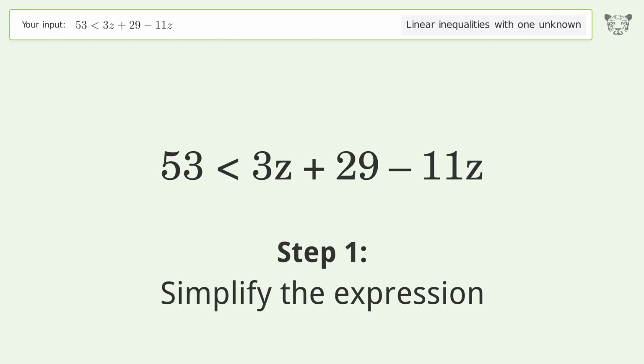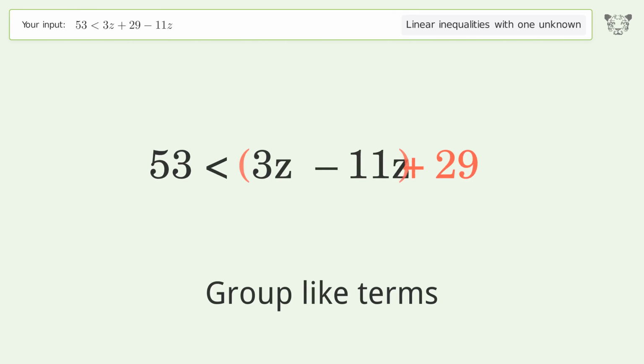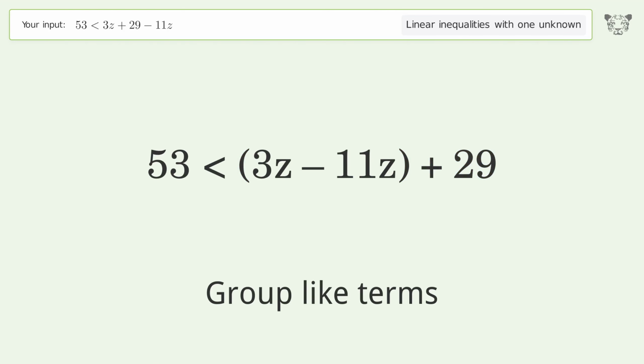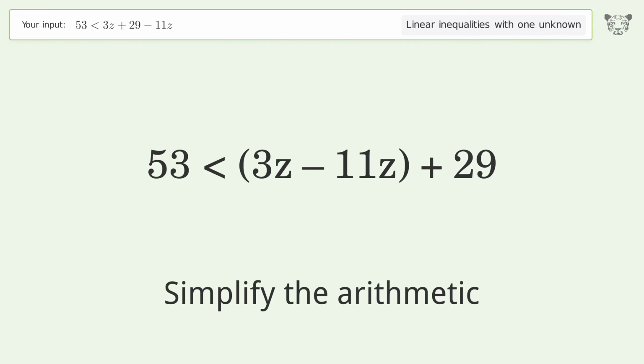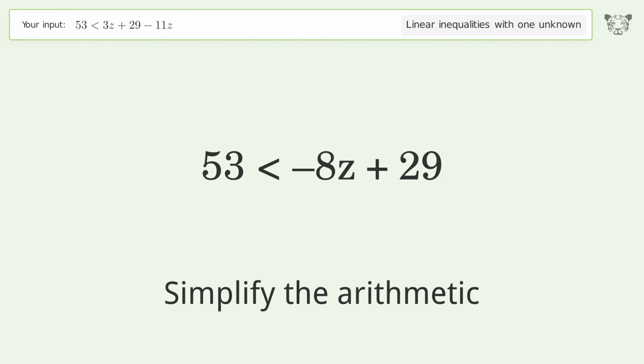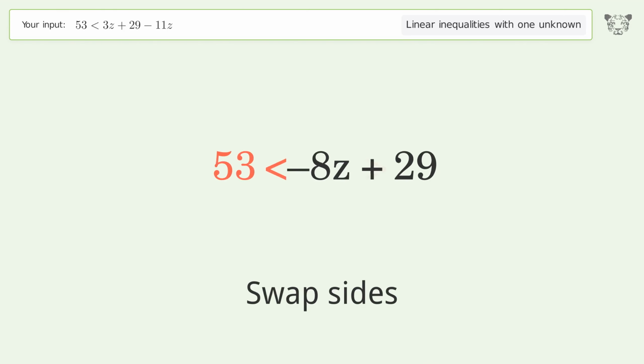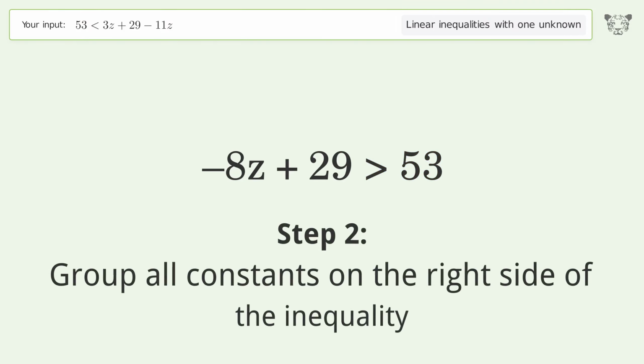Simplify the expression. Group like terms. Simplify the arithmetic. Swap sides. Group all constants on the right side of the inequality.